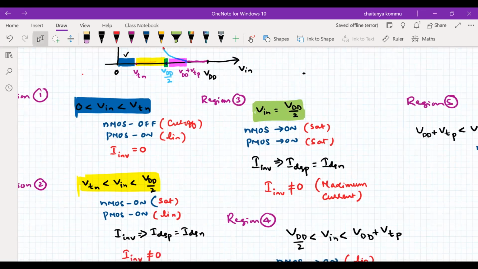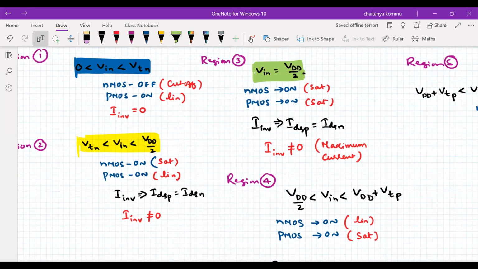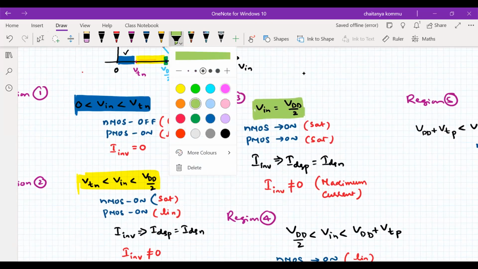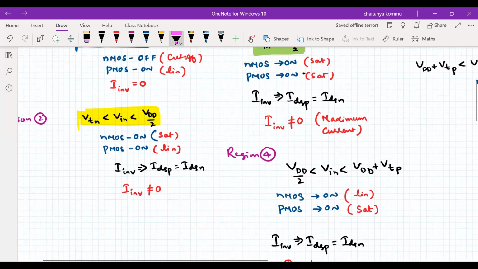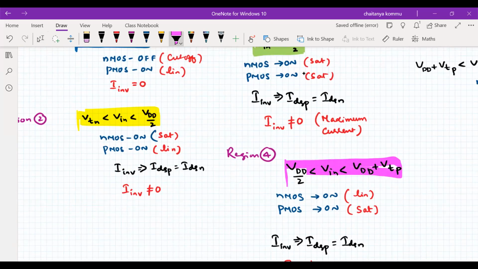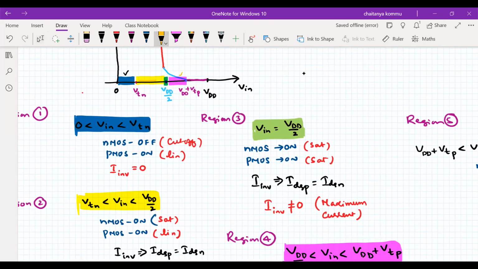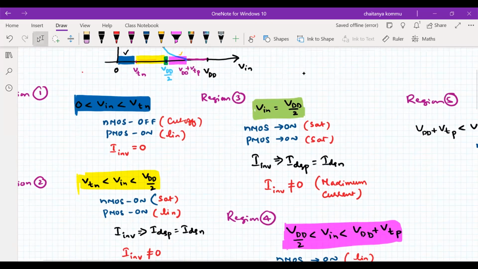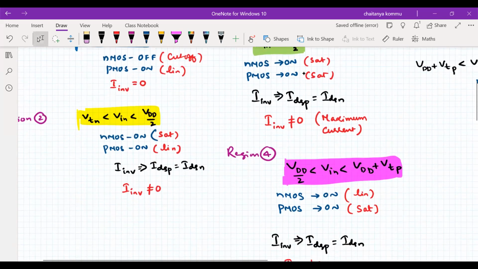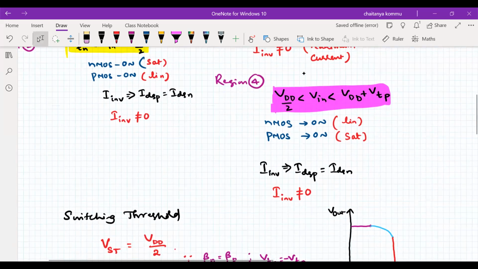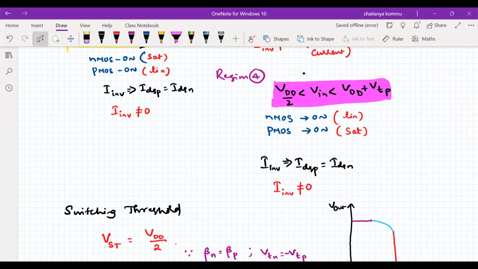It's the maximum current. Region number 5 is what happens from VDD by 2 to VDD plus Vtp. That is the region I'm talking about. At that condition, both the transistors are in a region of operation that we have mentioned there, and Vtn is equal to Vtp, it's not equal to 0.